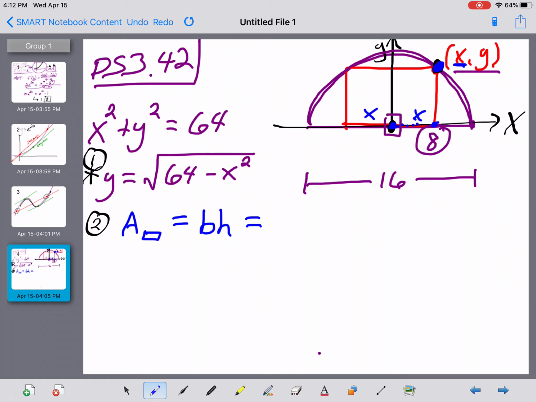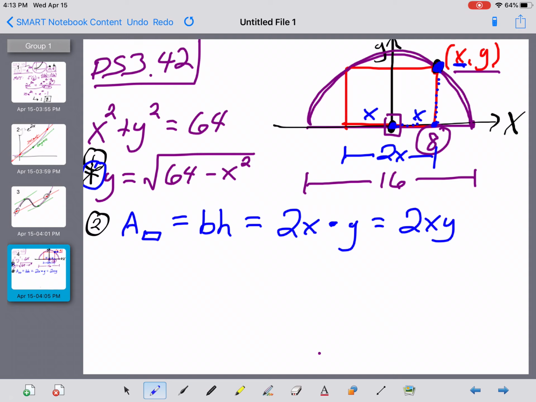But because of the symmetry of the rectangle, there's an x here as well, and the entire bottom side of that rectangle is going to have a length of 2x. So that becomes our base. And the height of that rectangle is the distance we would travel from this point straight up. That's just going to be a y. So 2xy is the area of that rectangle. However, we'd like to take advantage of the parameter we came up with to get this expressed just in terms of one variable, which we can do pretty easily now.